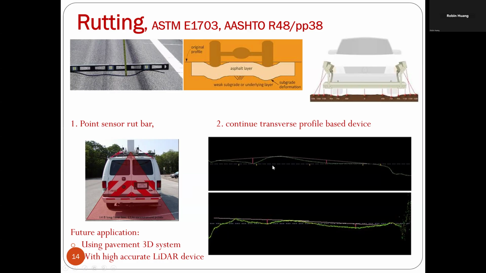Now people use 3D. 3D gives you the transverse profile. Then we developed a digital algorithm to do the same thing as the straight edge. You find the deepest point, put a digital string here, and then measure the depth of the rut. This is the 3D rut vehicle, developed in 2009.